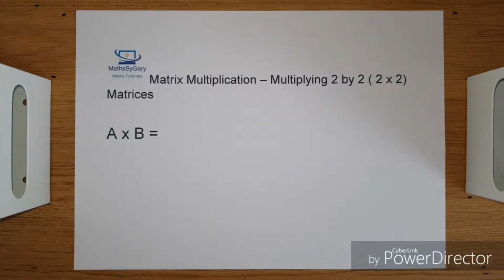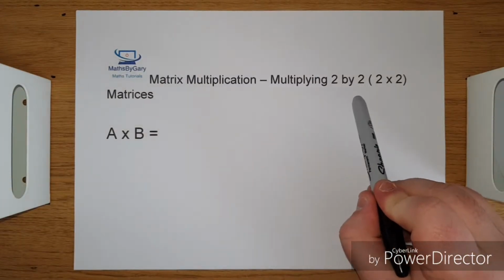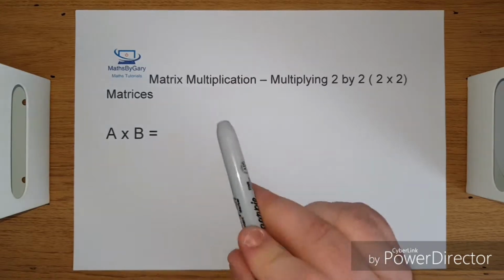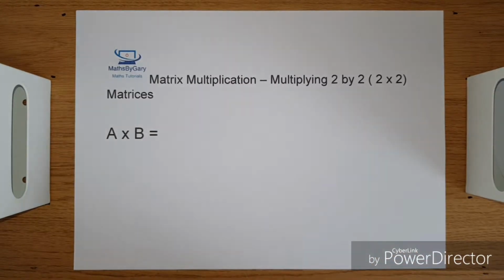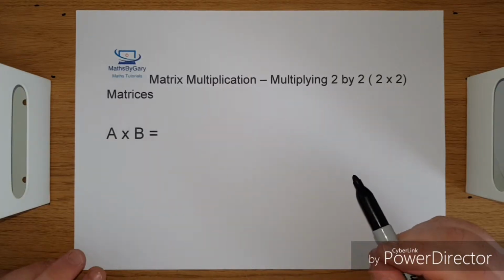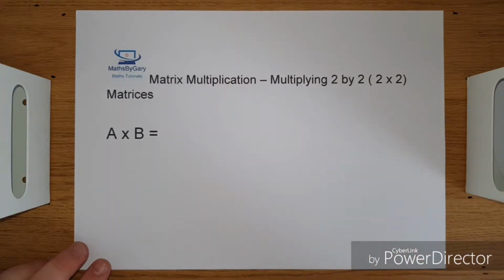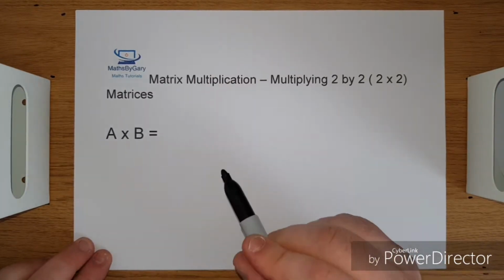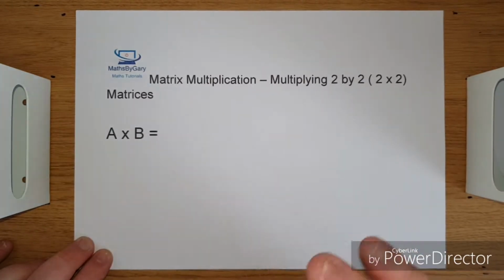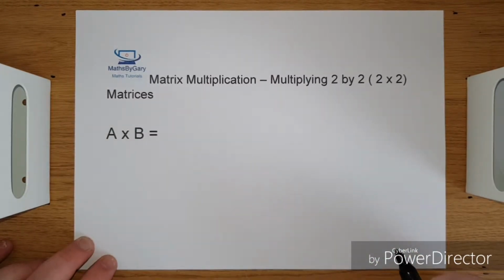Today we're going to take a look at matrix multiplication, and in particular we're going to be multiplying 2 by 2 matrices, so A times B, a 2 by 2 multiplied by a 2 by 2 matrix. It's slightly more complicated than adding and subtracting matrices, but again, practice makes perfect, and I'm going to show you the theory behind it and how it works, and then we'll do a quick worked example.